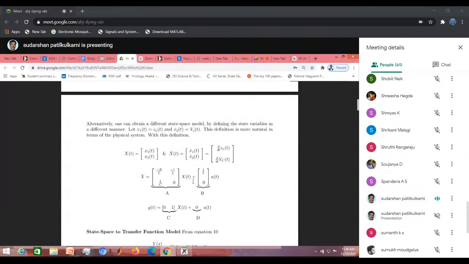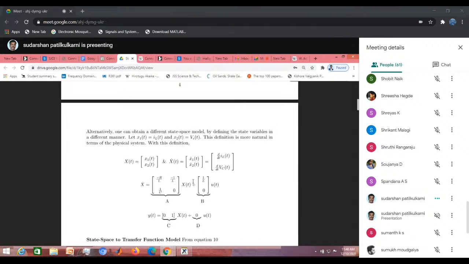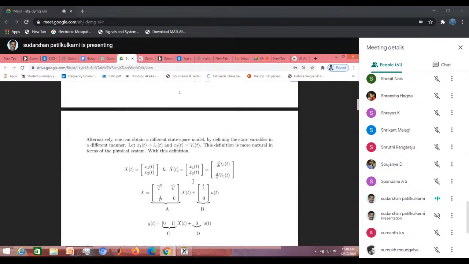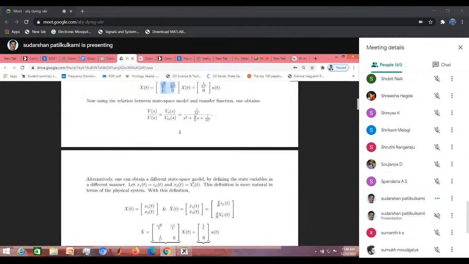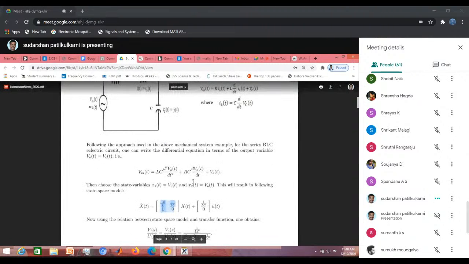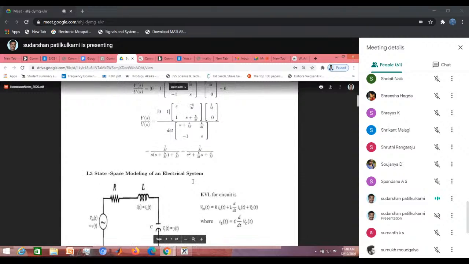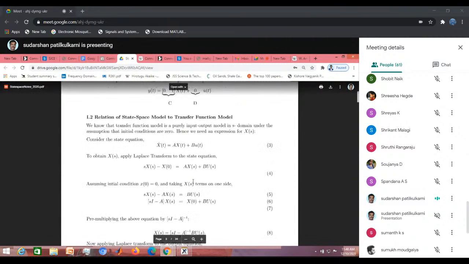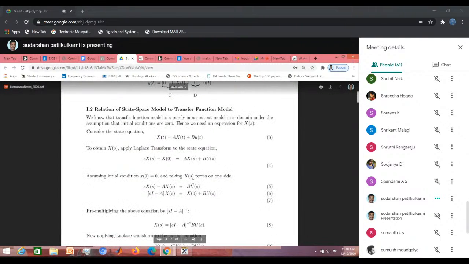However, we have seen that for the given input-output pair, the transfer function for the given system is unique. So the transfer function model is unique. State space models can be many. So therefore, we need to understand what is the relation between the state space model and the transfer function model.